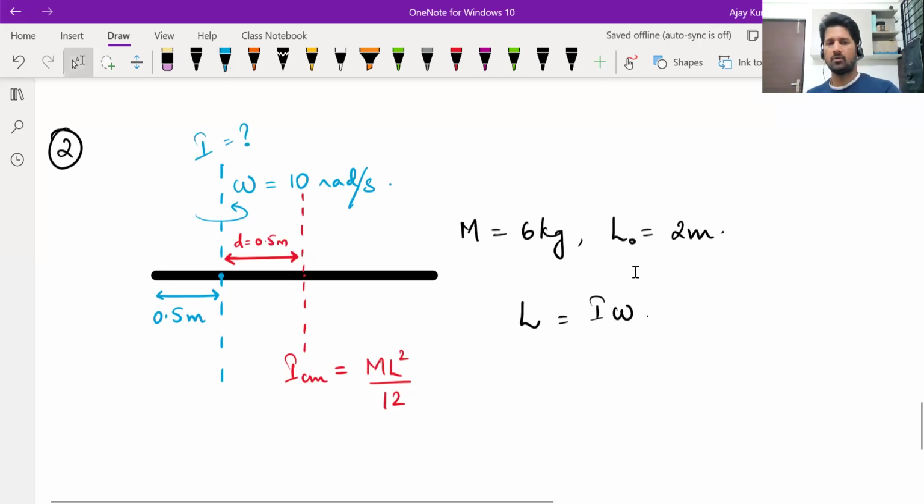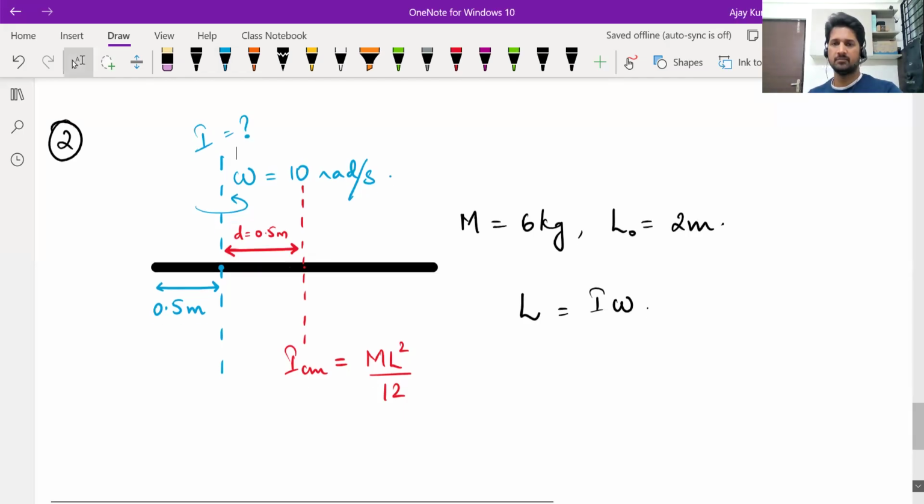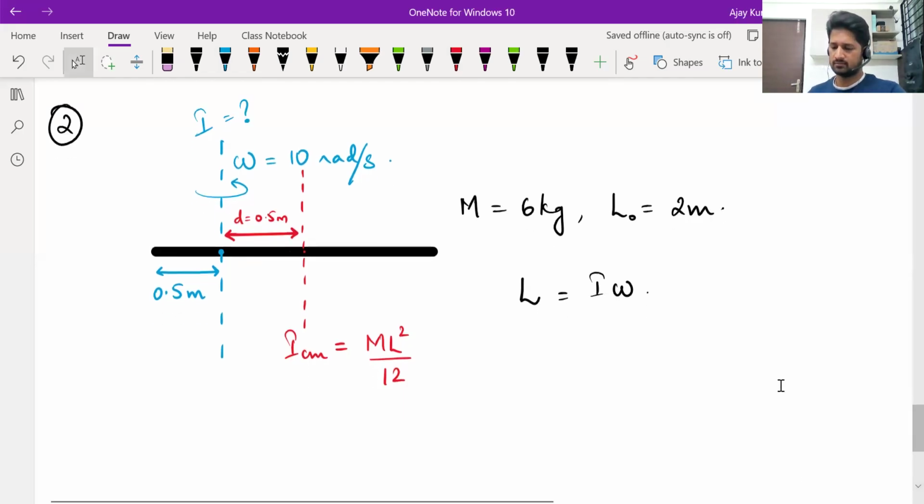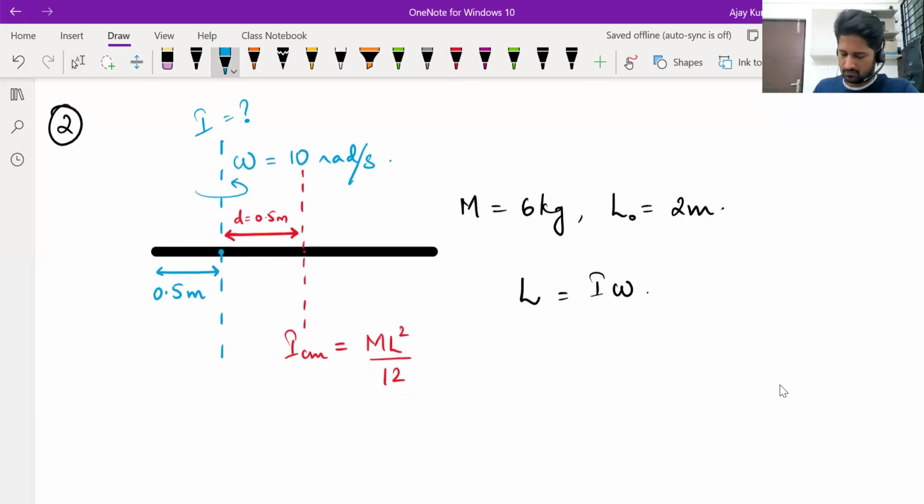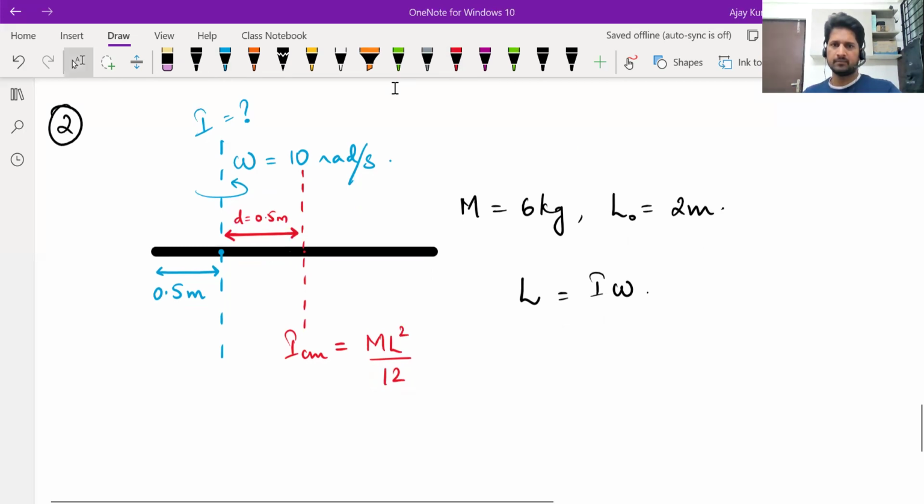Pawan, can you tell me the formula for parallel axis theorem? How do you make use of ICM to calculate I? ICM plus MD square. Okay.